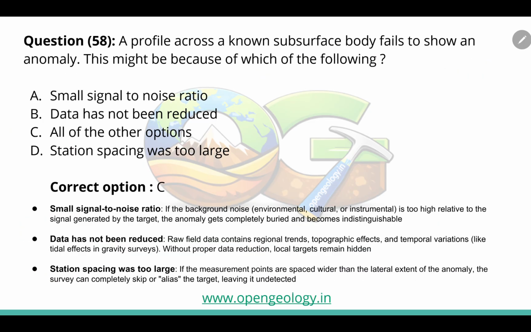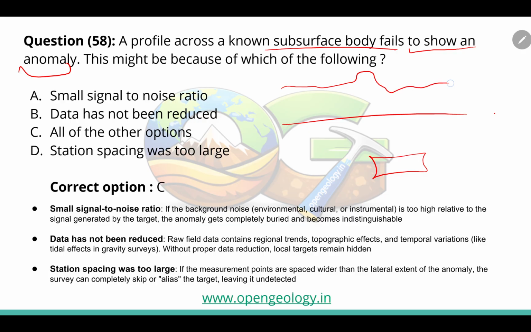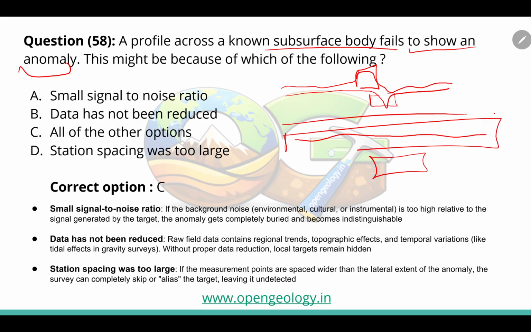Okay, next is a process across a subsurface body which fails to show an anomaly. Now let's say there is a surface and a subsurface body is there like this, but there is no anomaly. Like let's say we are measuring a gravity survey, or let's say magnetic survey. So in ideal cases it should give a profile like this, so there will be an anomaly, but it is not showing an anomaly like in the simple general case. So why is this not showing an anomaly?